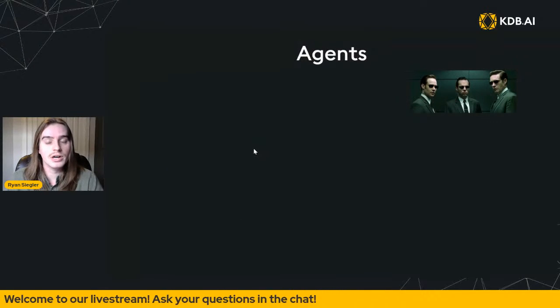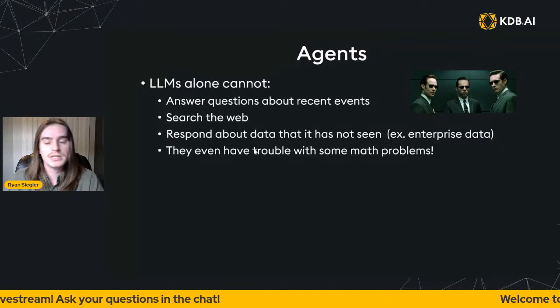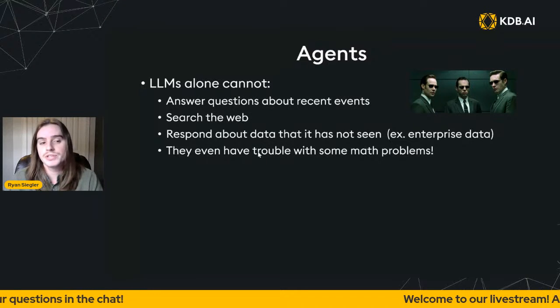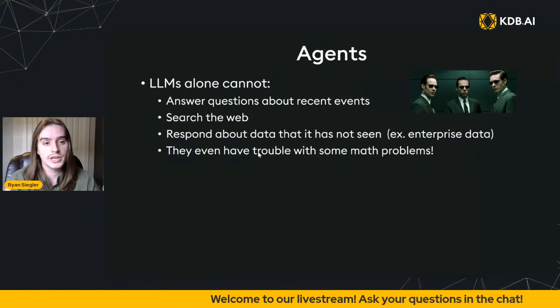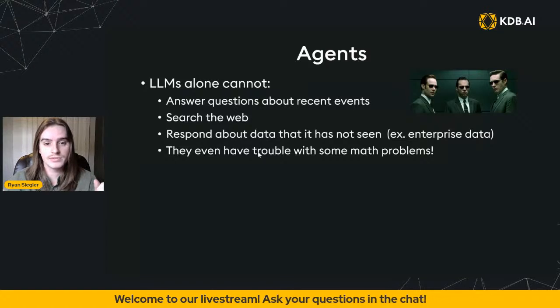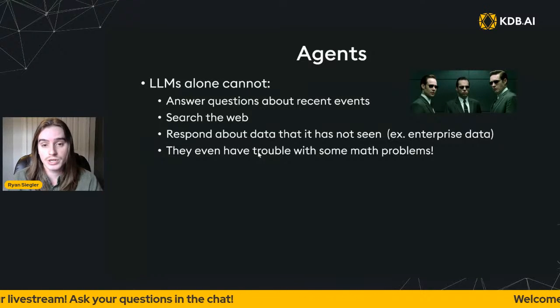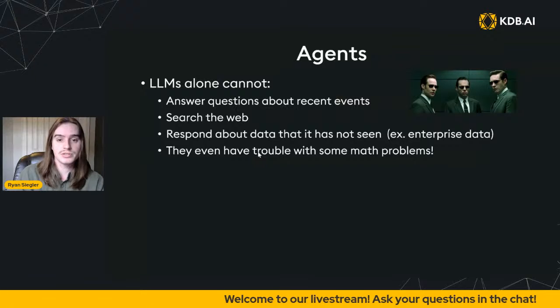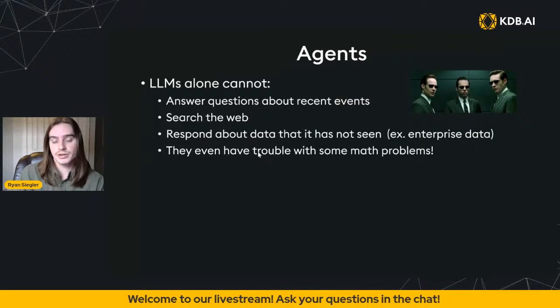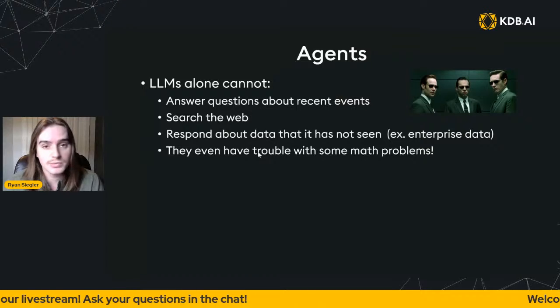All right, so let's get into it here. Agents. So why might we use agents? What is an agent? And it really starts with some of the limitations that large language models have. So currently, they're only able to answer questions about data that they've been trained on. So if there's recent events or recent news articles or academic articles that are released, a large language model is not going to be able to answer questions about that for you.